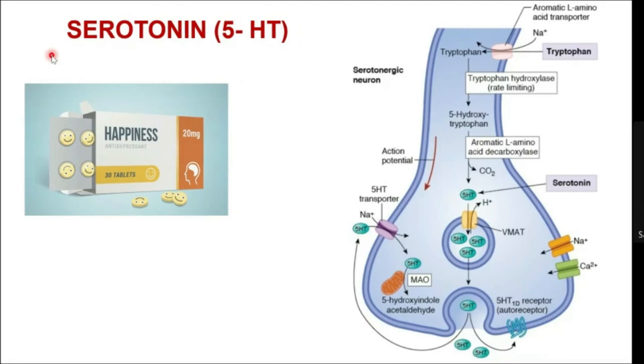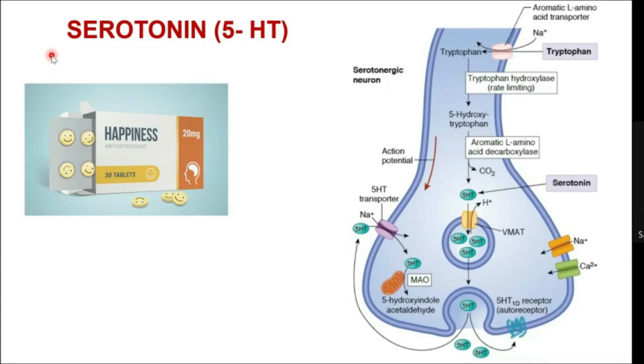Now, the first thing that should come to our mind is, what is serotonin? Serotonin definitely is a neurotransmitter. Where are the serotonin neurons located in our brain? They are mainly located in the raphe nuclei, which lie very close to the midline throughout the brain stem. So it is present in the raphe nucleus.